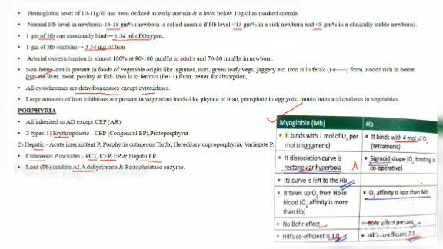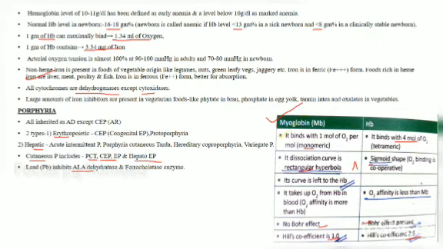Next, about the cytochromes, they are all dehydrogenases except cytochrome oxidase. To porphyria, so these are all inherited as autosomal dominant diseases except CEP. That is because the enzyme involved here is uroporphyrinogen type 3 synthase.